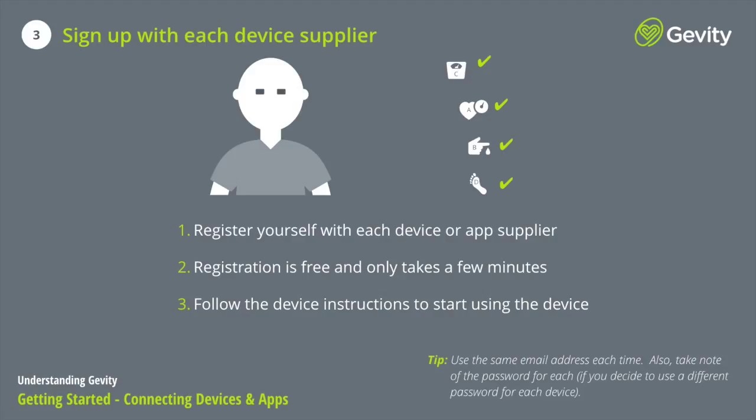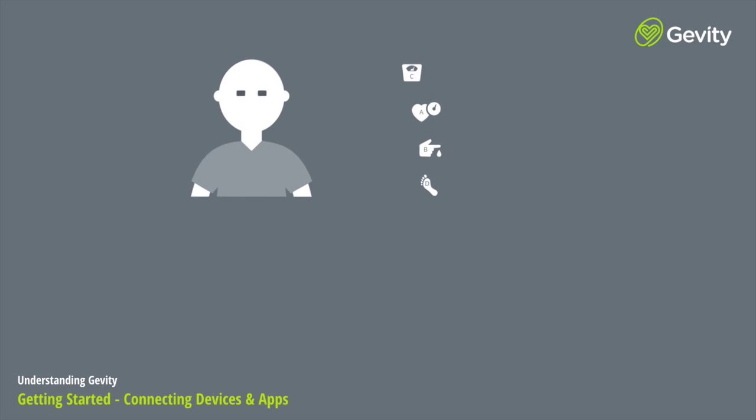An important tip here is to try and use the same username for all the devices and apps. Also, at least in the short term, it may be beneficial to use the same password for all the devices or app registrations. This can make the process a whole lot easier. If you wish, you can always come back later and change the passwords without affecting the Gevity integration.